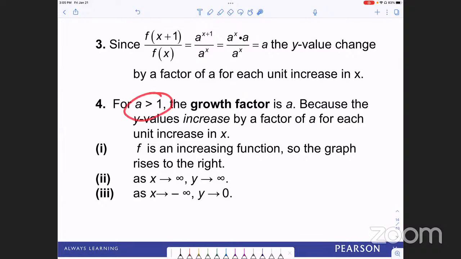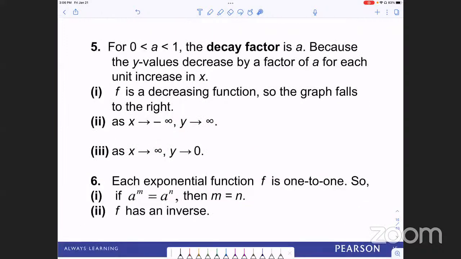When a is strictly larger than 1, we call that a growth factor. The growth factor is a, because the y value is increased by a factor of a for each unit increase in x. The exponential function is an increasing function, so it rises to the right as we go from left to right. As x goes off to positive infinity, y goes to positive infinity. As x goes off to negative infinity, y tends to 0. That's the general exponential graph.